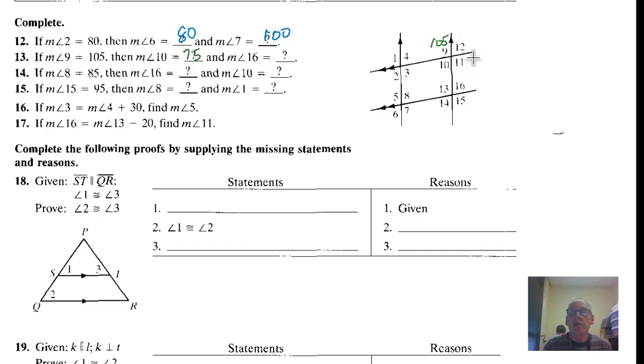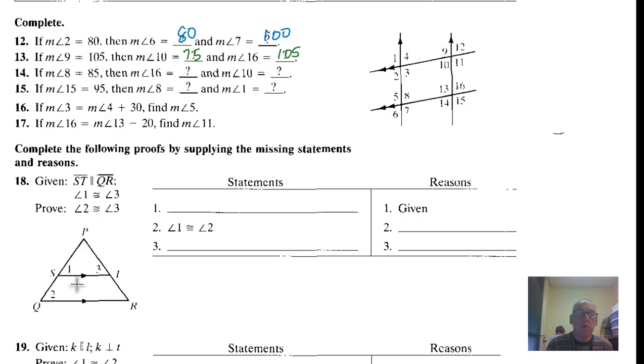And the measure of angle 16 then, let's see, so if angle 10 is 105 and these lines are parallel, then angle 10 and angle 16 are alternate interior angles. Angle 16 also has to have a measure of 105. So that's how we get that one. Okay, let's look at the next one.